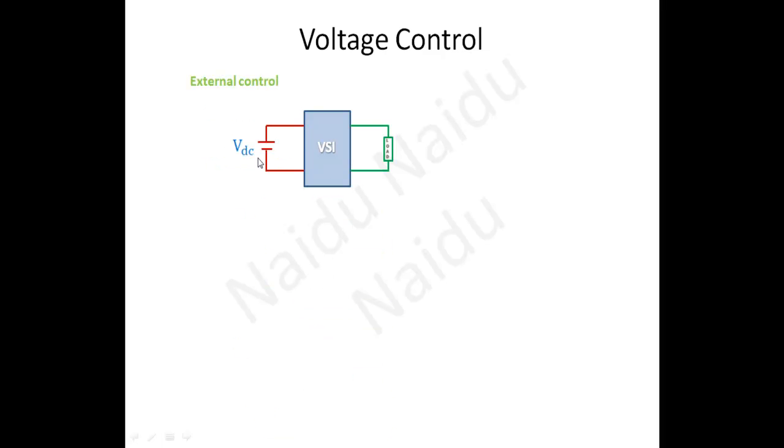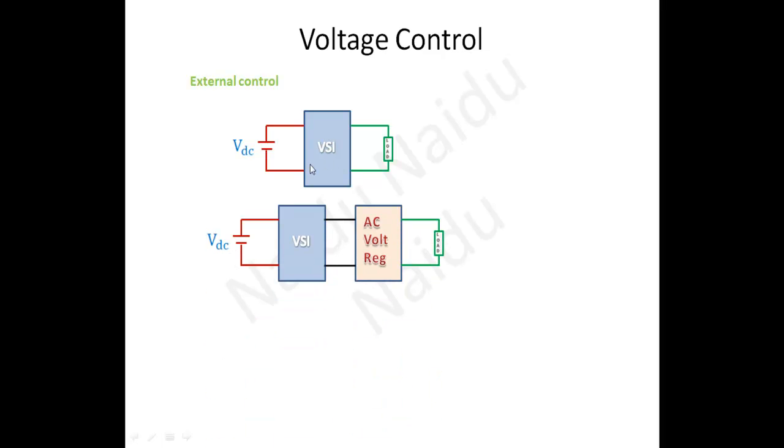There are two methods to get a variable output voltage: external control and internal control. What is the meaning of external control? We'll see that. Assume this is a VSI. We are giving a constant voltage to a voltage source inverter and we are getting the output to the load like this. There are two different methods we can use for external control.